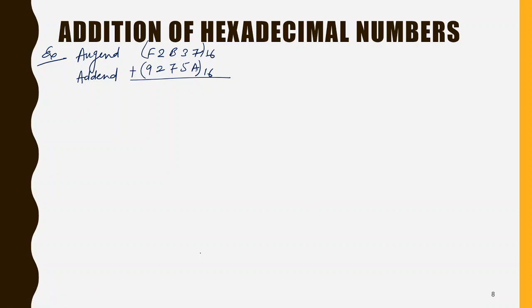A plus 7 is 17, but this 17 is in decimal. So you have to first convert 17 into hexadecimal. That is 1 and 1: 1 is for 16, plus 1 is 17. So this is 1 and this is 1. The 1 goes to carry. Then 5, 3, 8 and 1 gives 9.